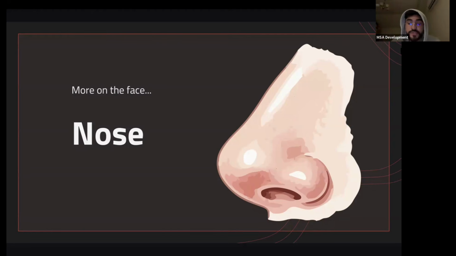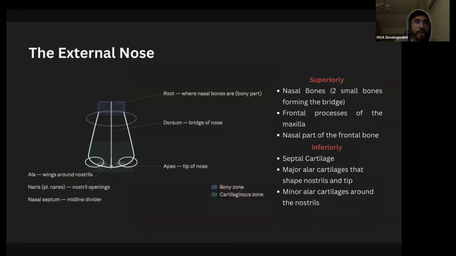Moving on to the nose. Nose is very important. The things that we're going to discuss in the nose, of course, is going to be the structure, the different parts of it, and whatever we study here, we can apply heavily in radiology. So I want you to focus with me. So first of all, we start with the external nose. We have the apex of the nose, which is the tip right here. You'll have the wings around the nostrils, what we call the ala. And then you have the nostril opening right here. So this is going to be your nares.